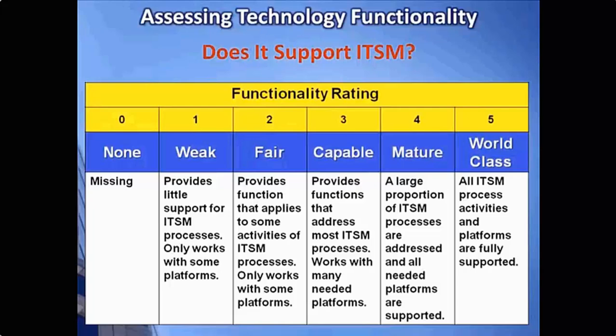When you look at this, you can easily see that if the tool doesn't support any of the ITIL processes, then it hits a 0, that's missing. Whereas if it's very well supporting all the processes, and note the word all the platforms, that can actually give a very high score. One of the differences that gives you a higher score when looking at functionality is not only does it support the ITIL processes, but it supports the ITIL processes across all the platforms that you're operating with.